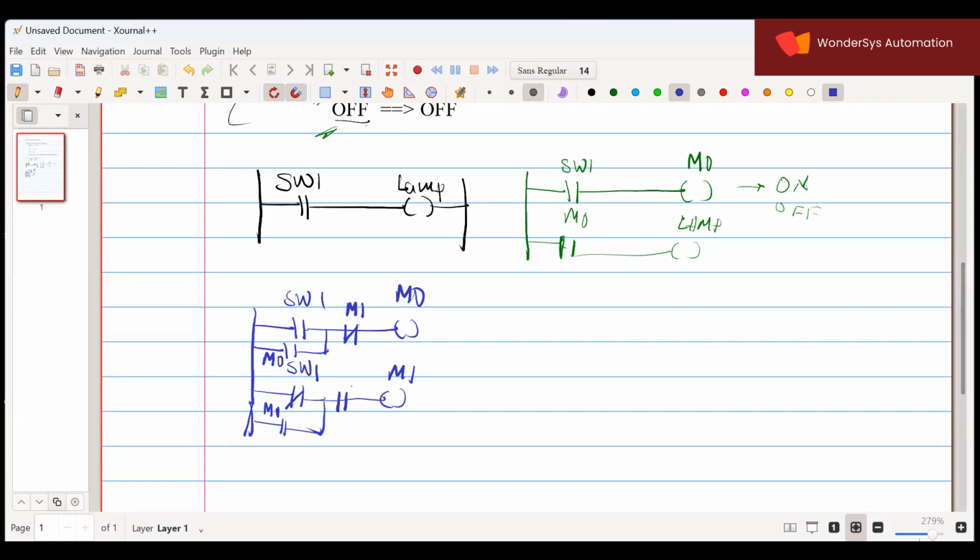So what will I do? I will use a NO switch, M0. This is to break the latch and this is for the repetition purpose. This M0 is used for the repetition of the program. So now I'll just use M0 here and the lamp. Okay, got it? So please try it in your CX Programmer once.